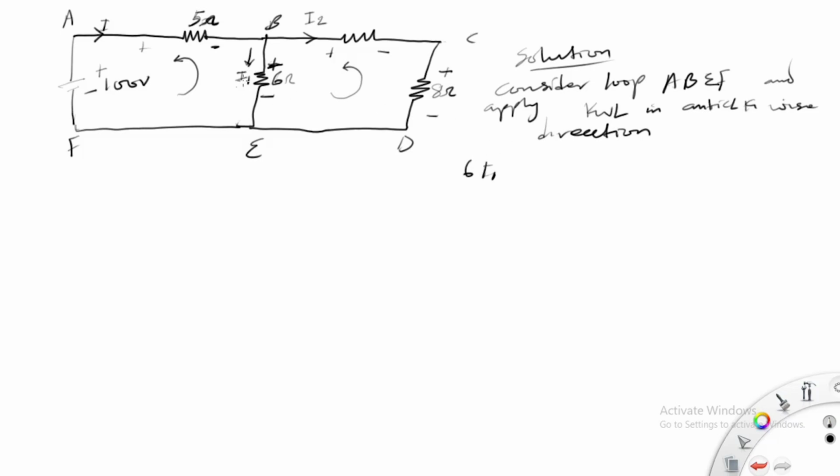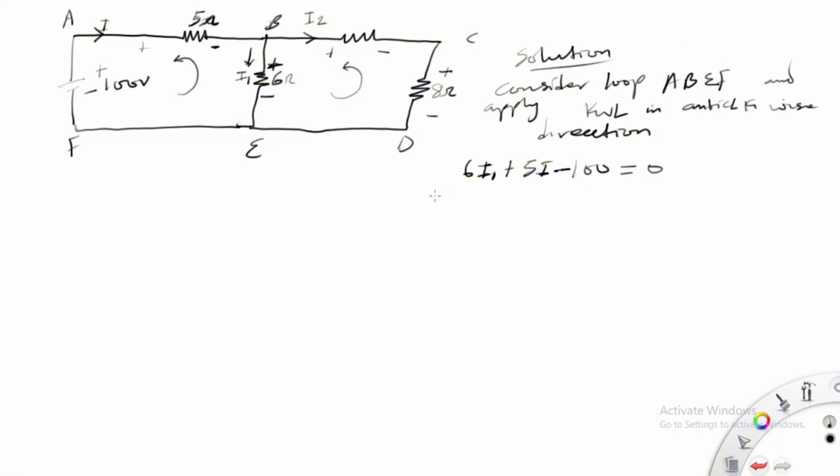6I1, because the current I1 is acting upon this resistor. Plus 5I, the current I is acting on it. It's going in a positive direction. That's a rise from negative to positive. 5I, because I is acting upon it, minus, we're going to 100 now, from positive to negative, a drop, minus 100. We represent a rise with positive, a drop with negative. Remember that goes to 0.